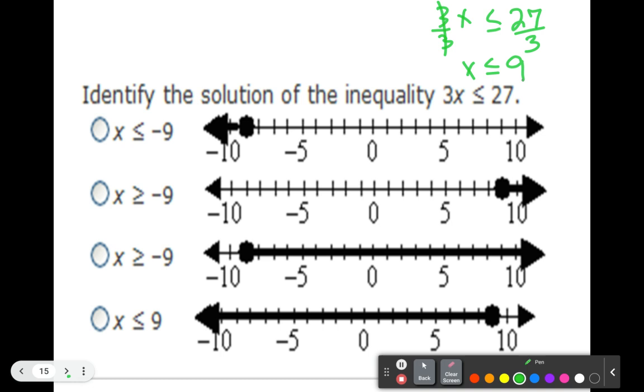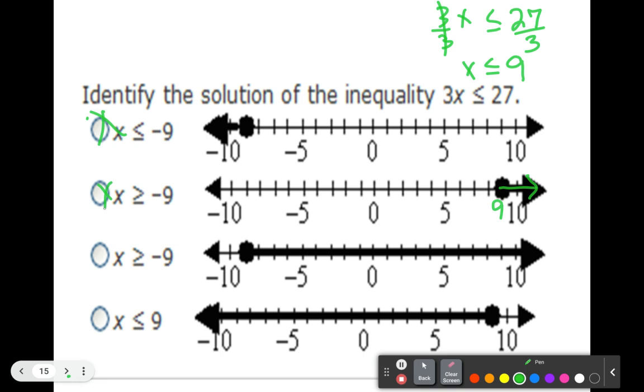So the only difference between this problem and the last problem is that the 3 was a negative. We did not flip our sign because we did not multiply or divide by a -3. So let's take a look at these. It can't be A because my circle is at -9. My circle is at 9 here, but this says x is greater than 9.